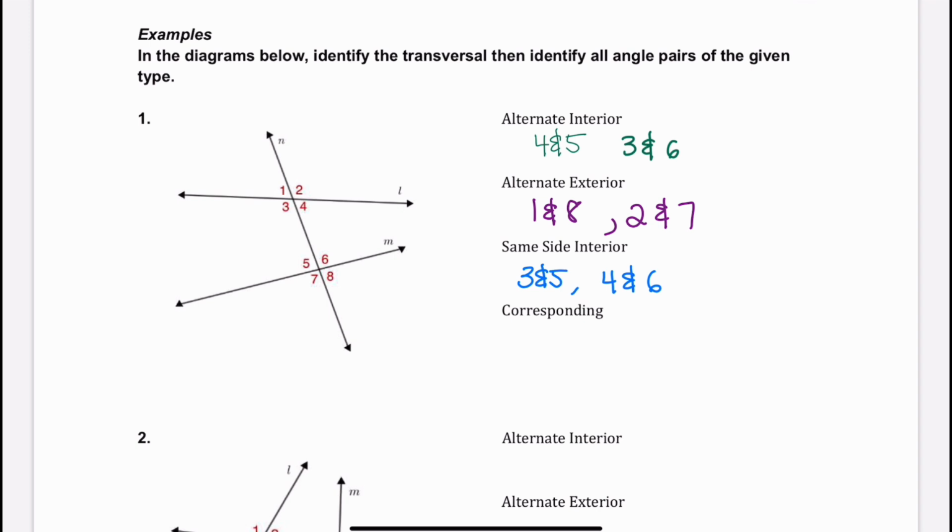Corresponding are in the same position on the same side. So I'm going to take my two angles. Let's do the upper left. Upper left would be 1 and 5. The upper right would be angle 2 and angle 6. The bottom left would be 3 and 7. And the bottom right would be angles 4 and 8. Those would be corresponding angles.